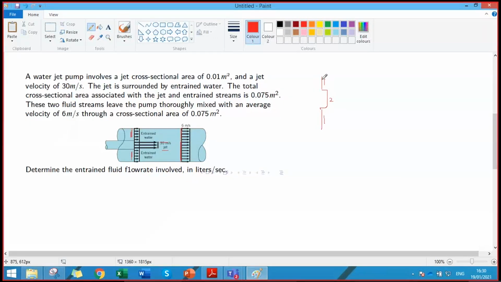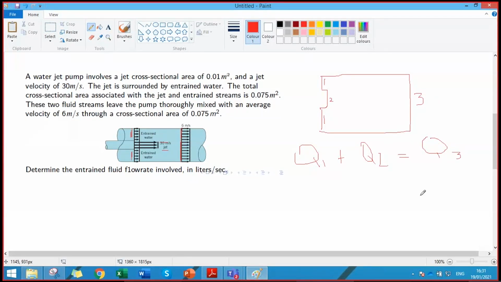Clear? You are given the area of the third surface. इसका area given है, velocity given है. You are given the area of the second surface and the velocity. You can calculate the area of the first surface would be equal to the area of the third surface minus area of the second surface, right? So we know that the volume flow rate should be equal to, that is Q1 plus Q2 should be equal to Q3. You can calculate Q3, you can calculate Q2, you will get Q1, which is the required.